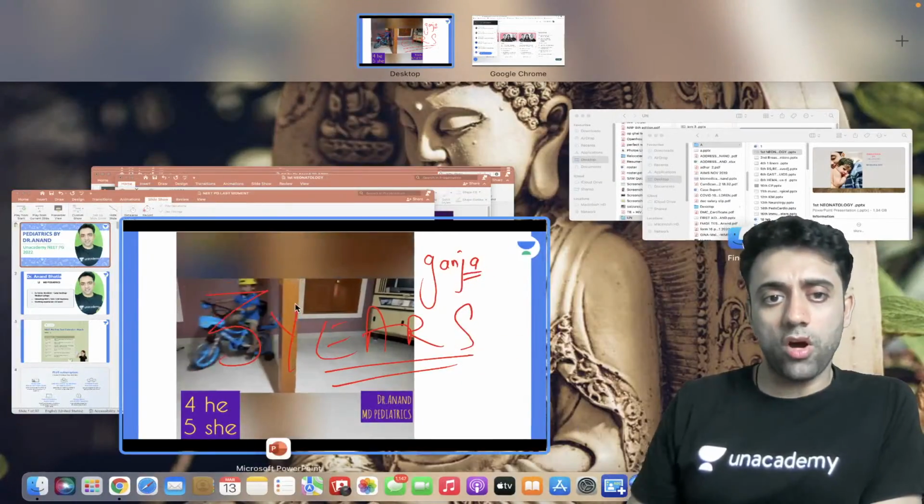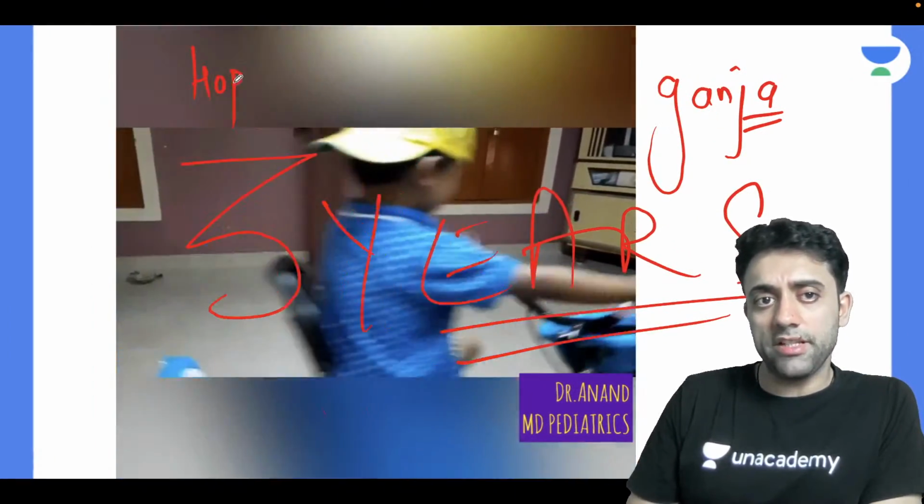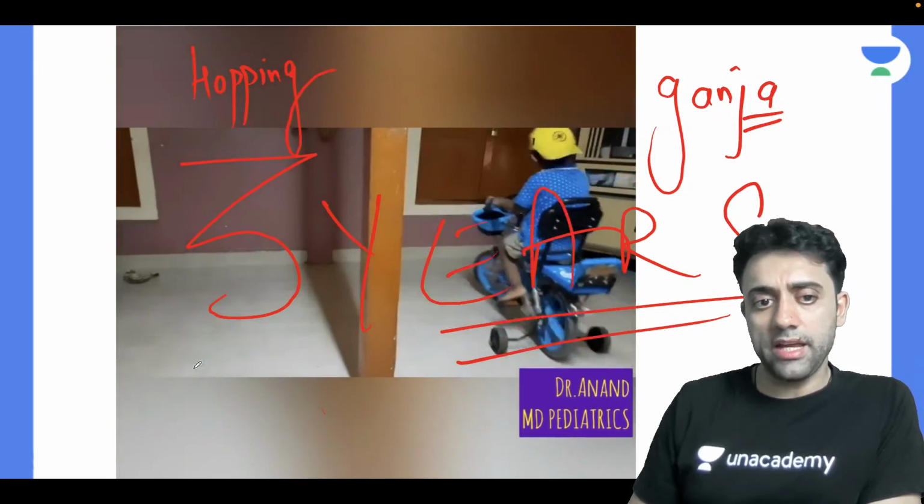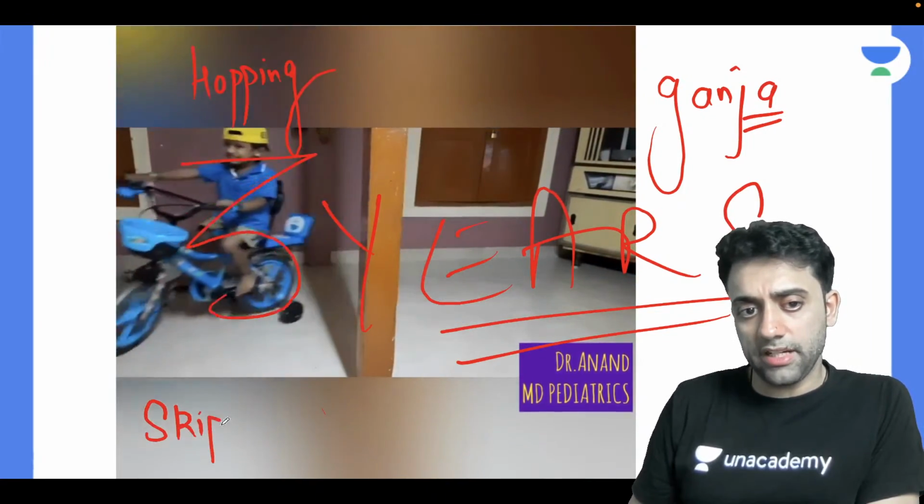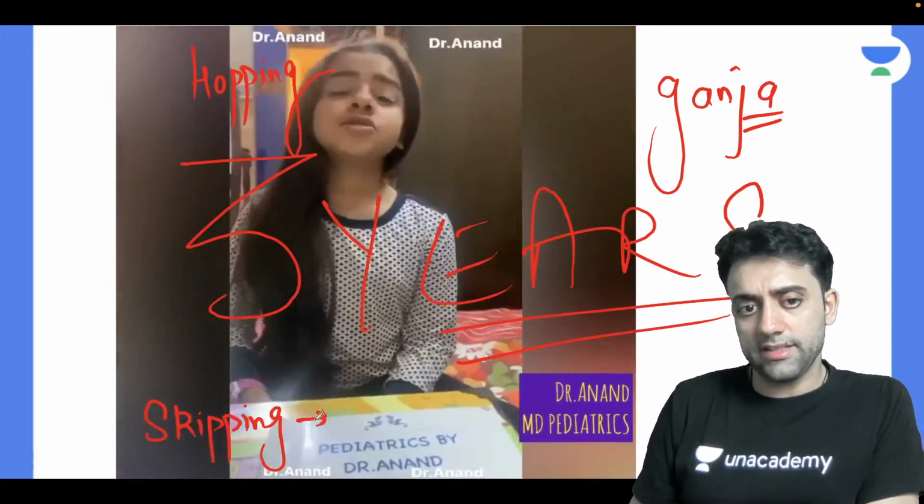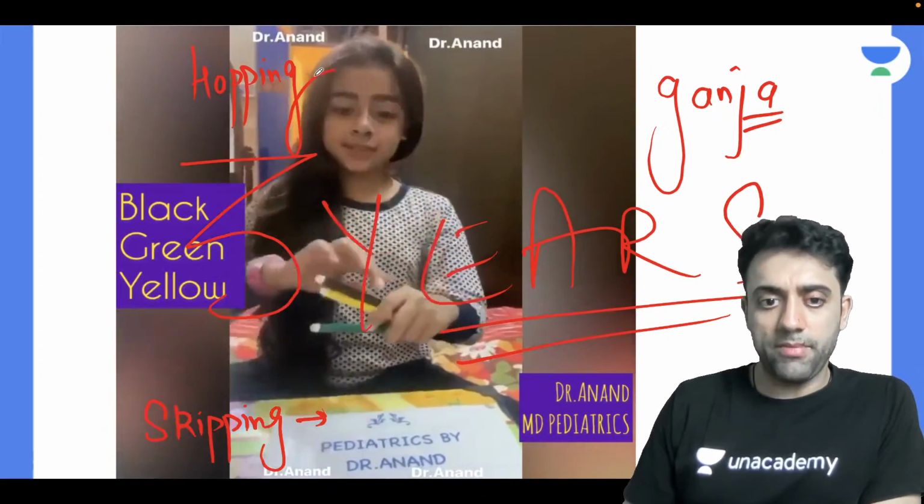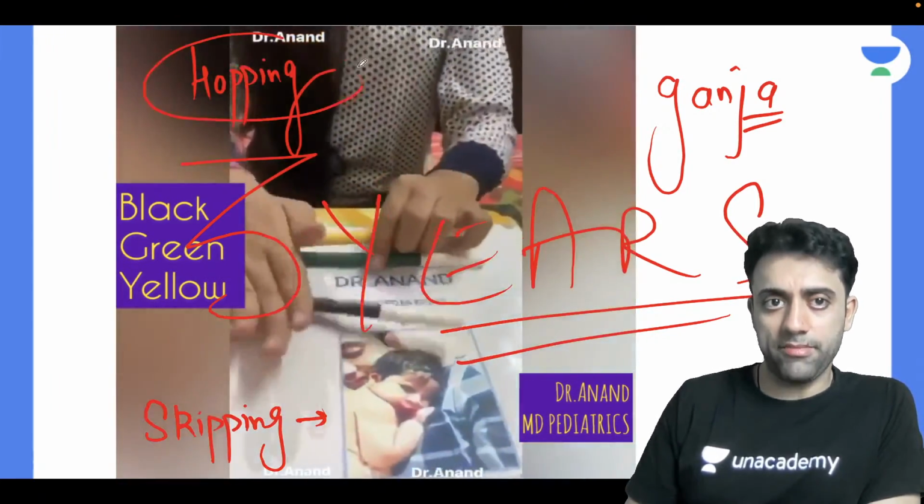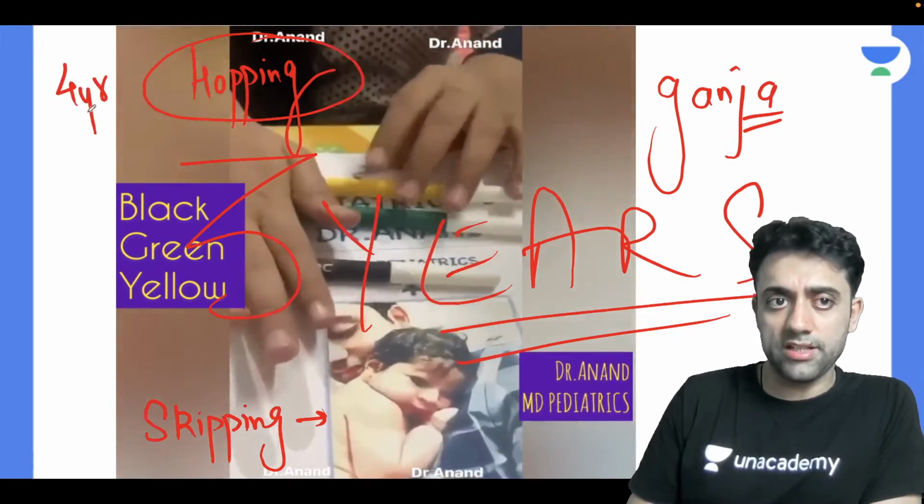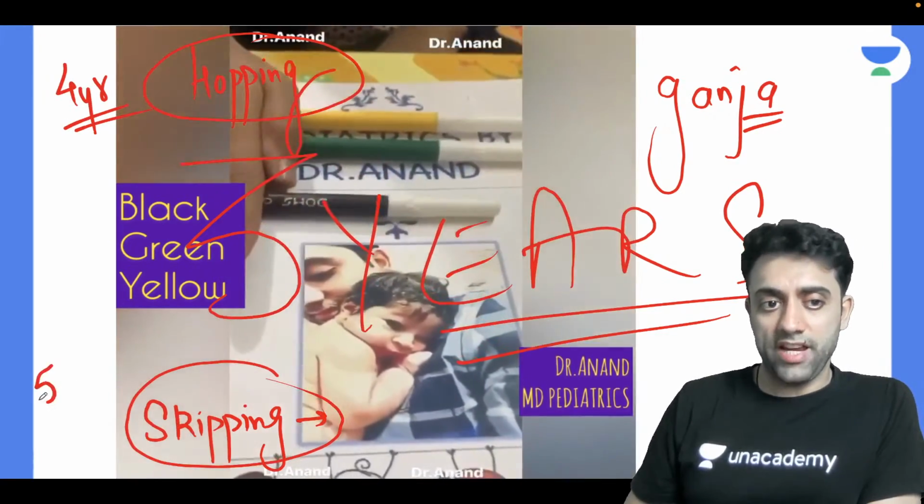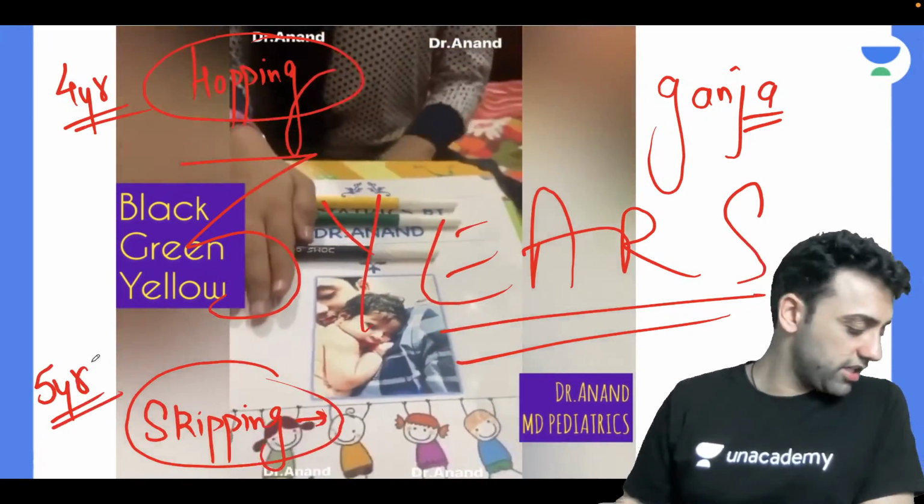When can a baby do hopping and skipping? Who will tell me? A baby can do hopping by 4 years and skipping by 5 years. Skipping by 5 years.